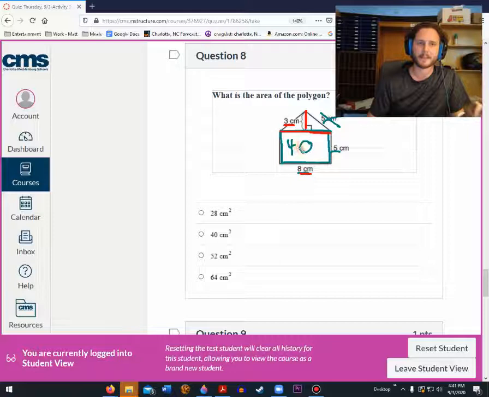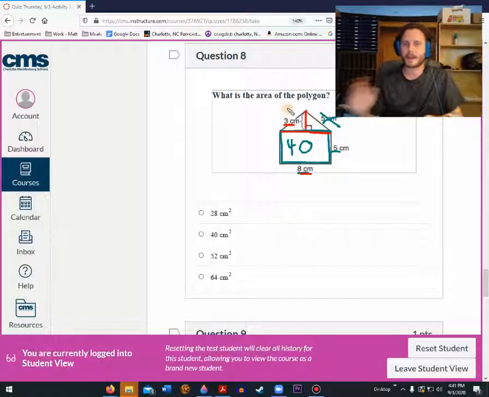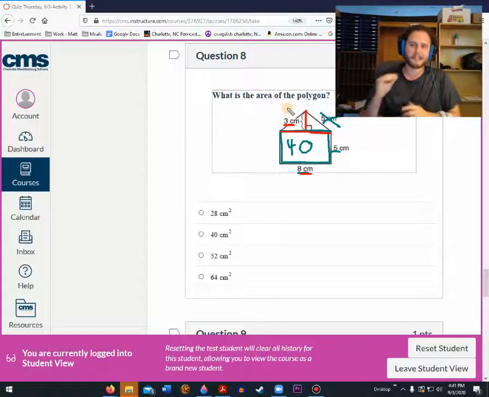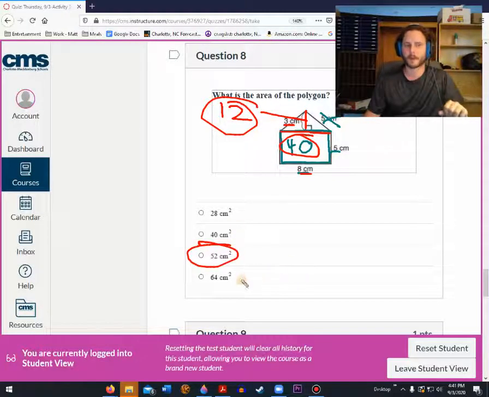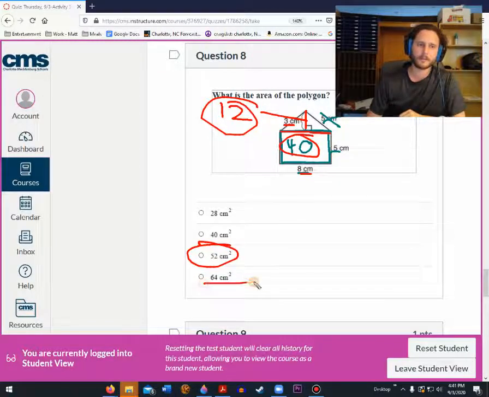So we have a base of 8 and a height of 3. 8 times 3 is 24. Divided by 2, because it's a triangle, is going to give me an area of 12 for that. 40 plus 12, 52 centimeters squared. If you forget to divide by 2, that is an answer choice. Don't fall for it.